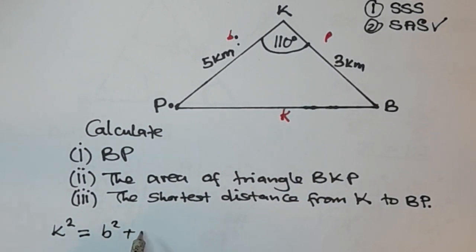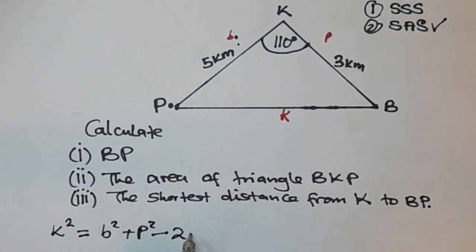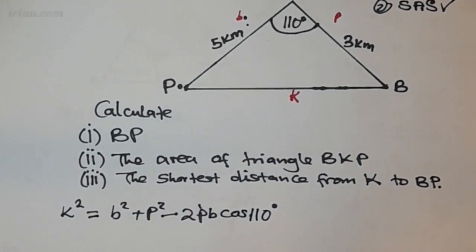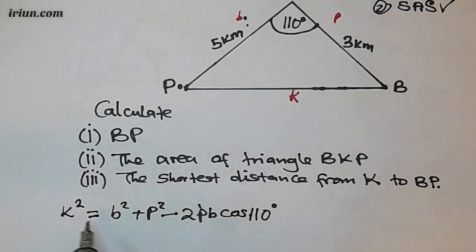Okay, so we are saying k squared is equal to b squared plus p squared minus 2 times these same given sides, p times b, times cos. Then the angle that you are going to put here is the given angle here, 110 degrees. Okay. So we go ahead and substitute.